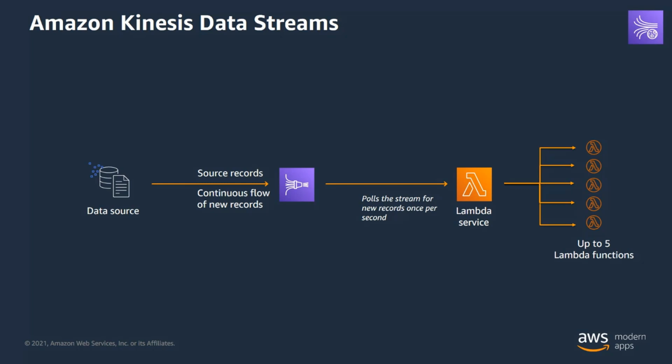The Lambda service polls each shard in your Kinesis stream for records. The event source mapping shares read throughput with other consumers of the shard. Lambda reads records in batches from the data stream and invokes your function synchronously. The batch of records is delivered in an event payload.